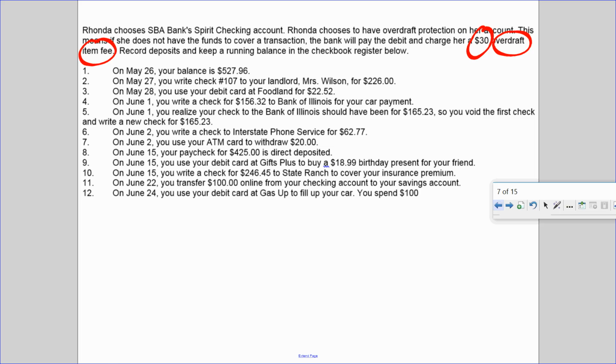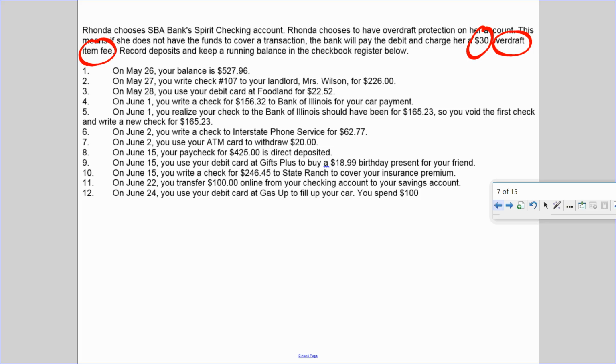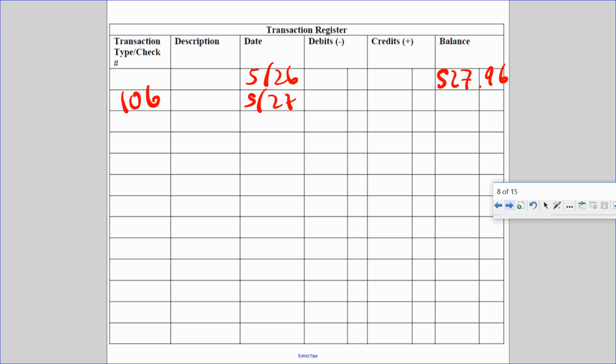Whoops. On May 27, you wrote a check, number 107. So May 27, you wrote a check number 106. So am I depositing or withdrawing? Does credit mean more money? Debit means take out. So I wrote checks, so $226. So I'm taking away $226.